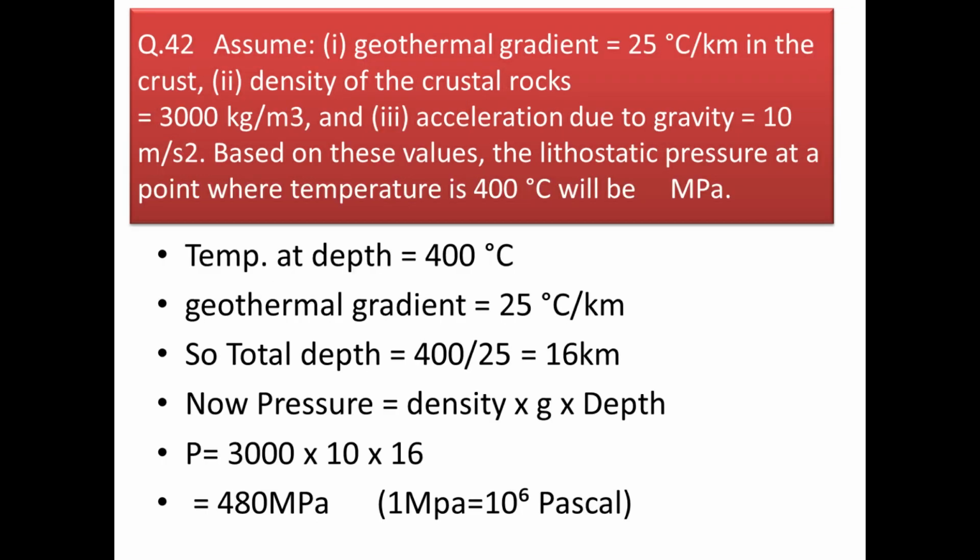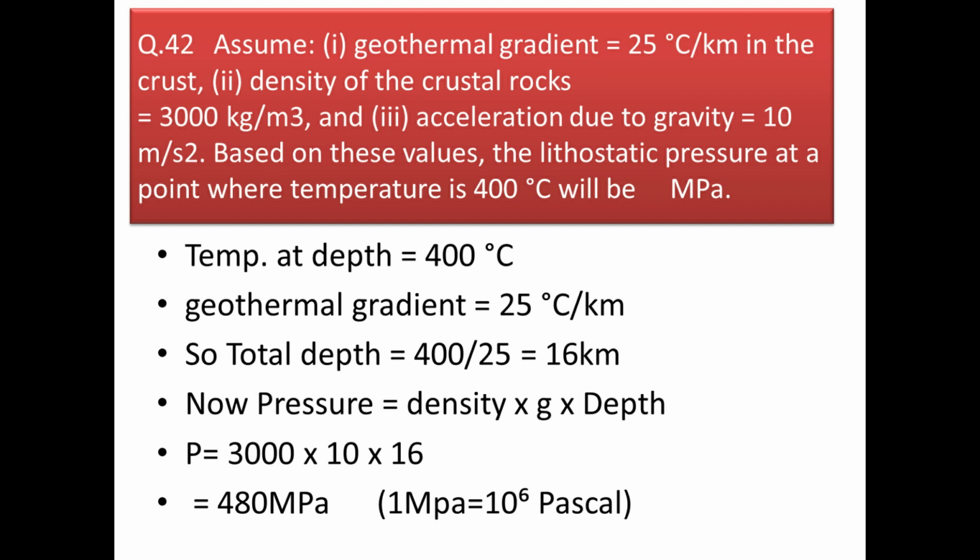Okay. Next question. Assume the geothermal gradient equal to 25 degrees Celsius per kilometer in the crust. Then the density of the crustal rocks is 3000 kg per meter cube, and the acceleration due to gravity is 10 meter per second square. Now based on these values, lithostatic pressure at the point where temperature is 400 degrees Celsius will be dash megapascal. Now see, the temperature at depth is given as 400 degrees Celsius and the geothermal gradient is given as 25 degrees Celsius per kilometer. So the total depth would be 400 divided by 25, that is 16 km.